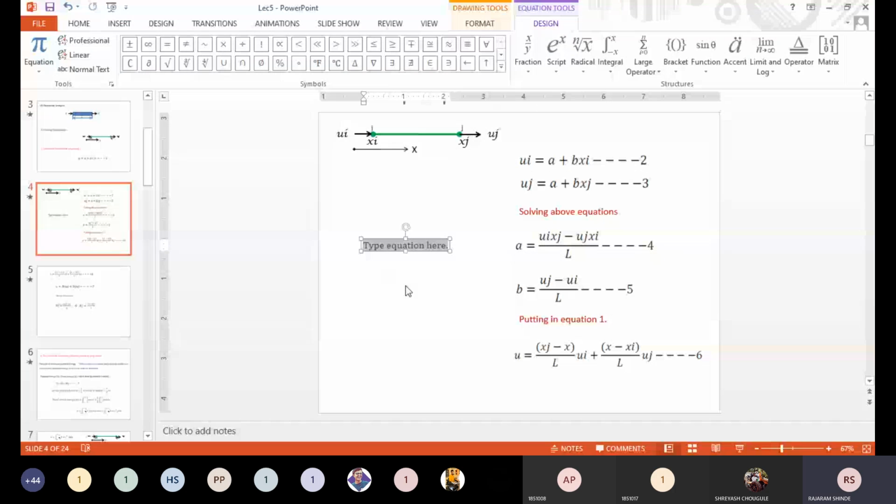You see here, u is equal to a, where a is (ui xj minus uj xi) divided by L, plus b, where I will use the bracket (uj minus ui) divided by L, into x. You will get this equation. Am I right? You can see here.